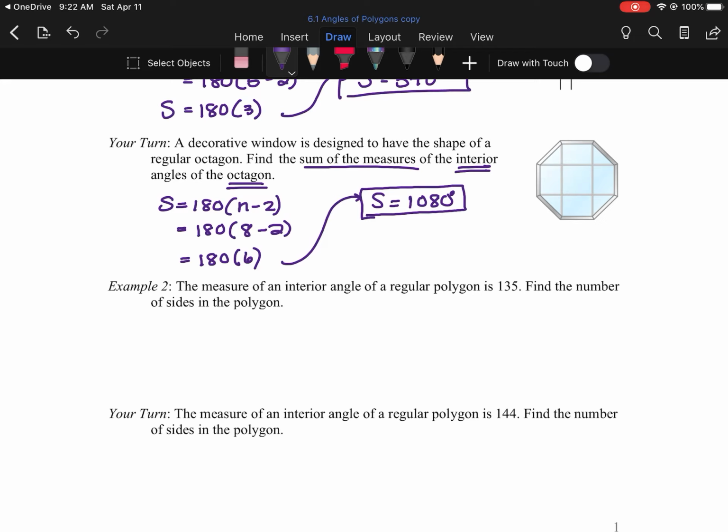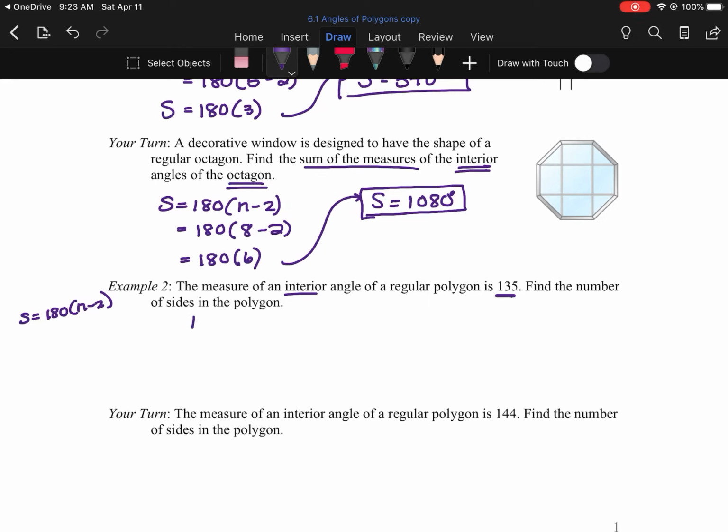The measure of an interior angle of a regular polygon is 135. So one interior angle is 135. We have to find the number of sides now, so we have to find n. I'm going to go ahead and write my formula off to the side so we can see it. S is equal to the sum. If they told me the sum and asked me to find the number of sides, I could just substitute that in for S and we would be 100% finished. But they didn't. But we do know that each angle is 135 degrees. And if I take that times the number of sides, that would give me the sum.